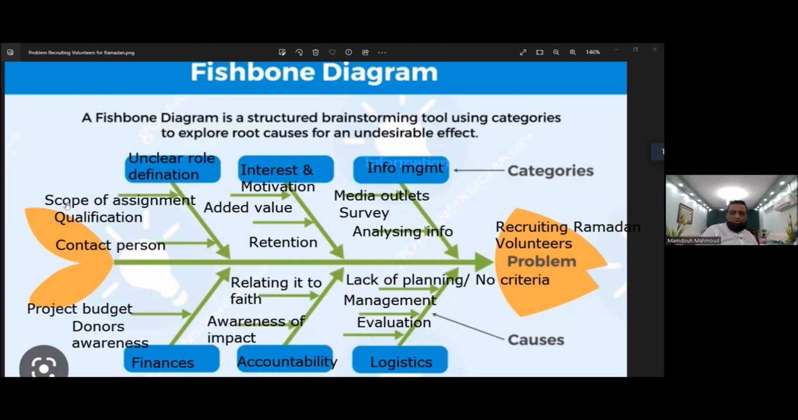One more sister can go. Go ahead. Don't be shy. Just go ahead. Say anything. Say one, say two, say three. It doesn't matter. I was trying to keep quiet because I always end up being the one speaking. But I do think the two main ones that I feel are awareness of impact and scope of assignment.